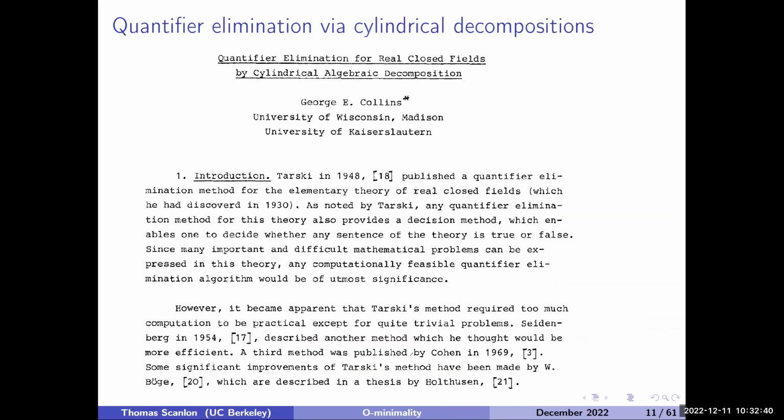So where does this come from? It comes from this work of Collins in computer science, published in 1975, I think, or 1972, where he gave an alternative proof of Tarski's quantifier elimination theorem by developing what he calls cylindrical algebraic decomposition. We usually just worry about the cell part of it. The cylindrical part means that every time you project, it's still a nice decomposition.